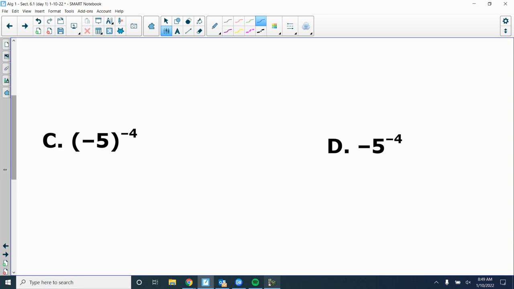Now, here's where you've got to watch is when you have negative numbers and you've got parentheses or you don't have parentheses. If something's in parentheses, that means that whole thing is to the power. So what that means here is that since I got a negative power, I make this 1 over, since this is in parentheses, I put it as negative 5 to the 4th power in the bottom. Now you can use your calculator.